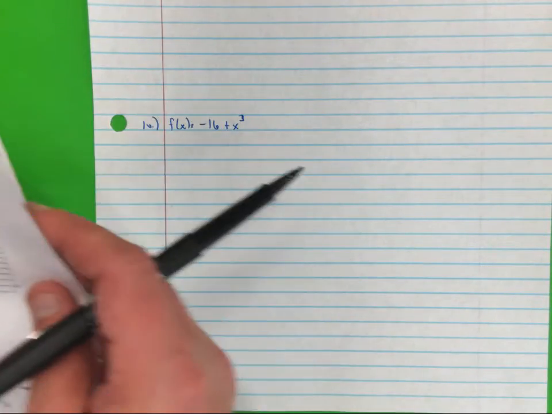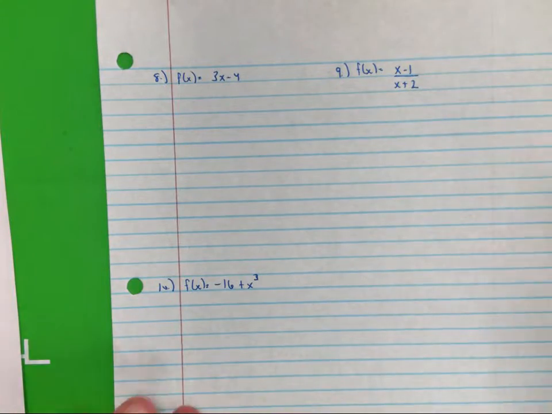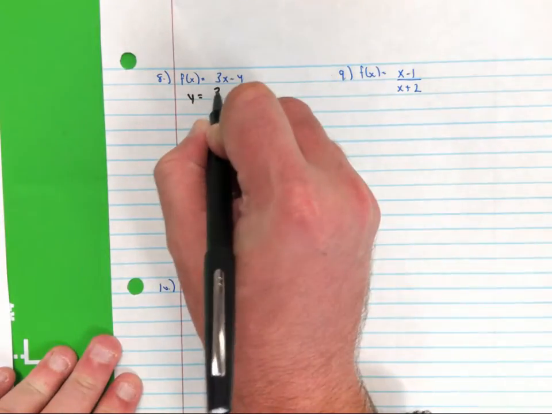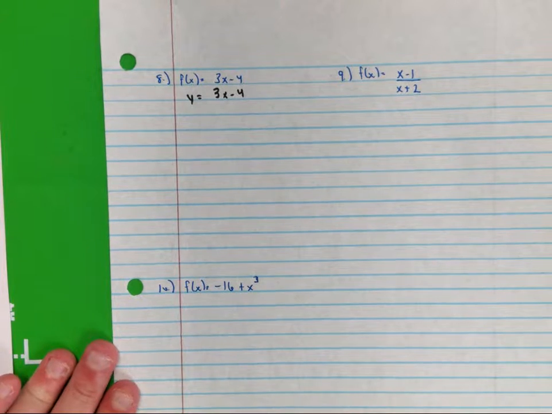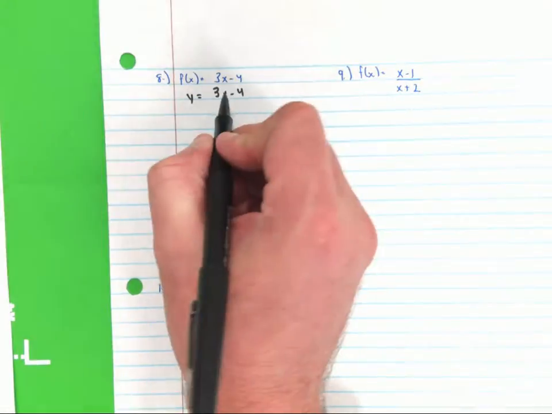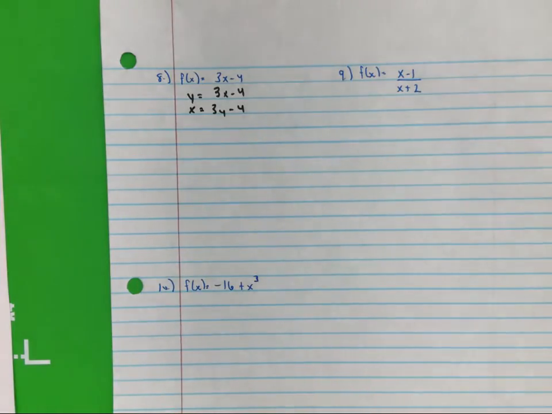All right, so on number 8, we want to find the inverse of f of x equals 3x minus 4. The first thing I do, guys, is rewrite that using a y. y equals 3x minus 4. There was a word up in the notes that said to find the inverse, switch x and y. So I'm going to switch x and y. x will come over here, y will go over there.